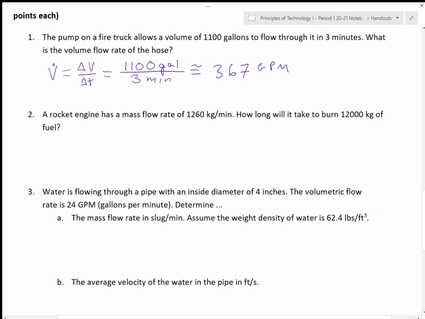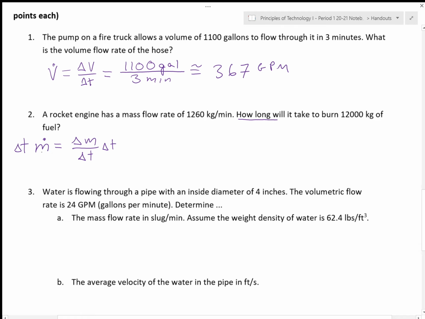Number 2. A rocket engine has a mass flow rate of 1,260 kilograms per minute. How long will it take to burn 12,000 kilograms of fuel? So we need to use the equation: mass flow rate is equal to change in mass divided by change in time, and we need to solve it for time because it's asking us how long it will take.